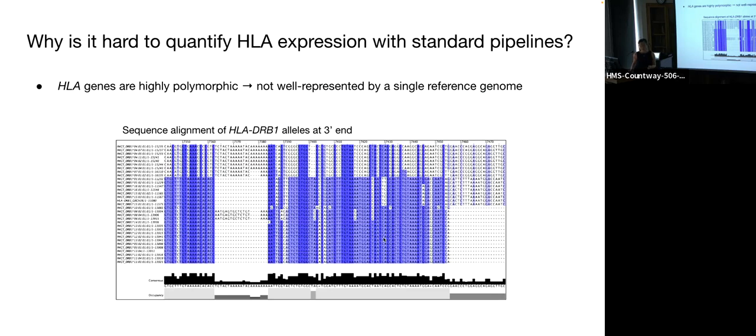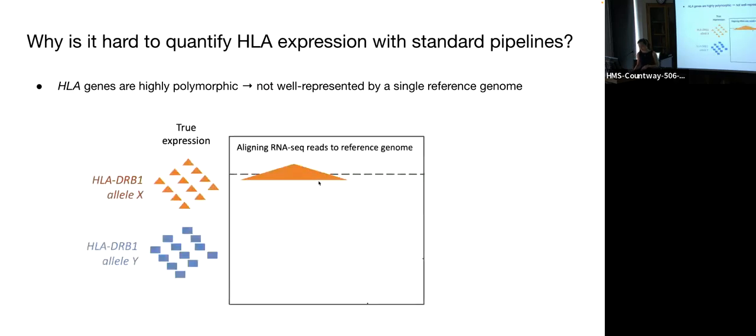The reason for this is, if you remember, I mentioned that the HLA genes are very polymorphic across people. That means they're not very well represented by a single reference genome. You can see here all the different alleles for HLA-DRB1, all in a multiple sequence alignment. You can see that there are a lot of regions of both structural variation, so large indels, insertions and deletions, as well as single nucleotide polymorphisms across these different alleles. That can lead to an issue where, if we're trying to estimate someone's HLA expression, what we usually do in a standard pipeline is take their reads and align them to the reference genome.